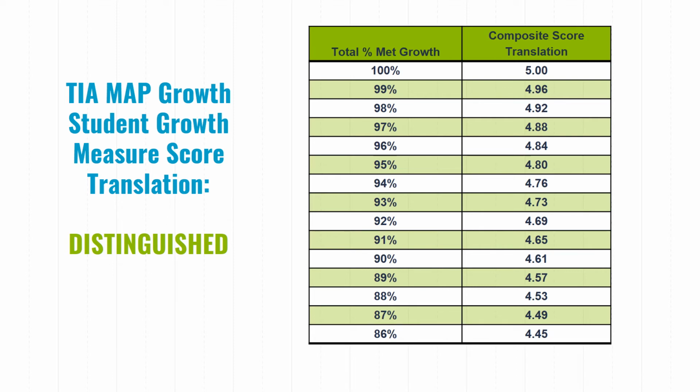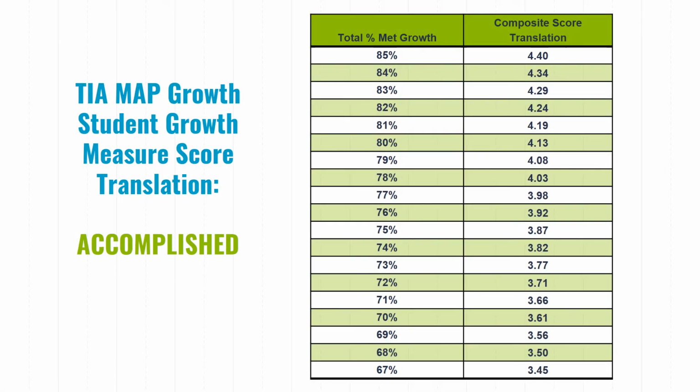From our TIA field guide, the student growth measure composite score translation table indicates that in order to earn a distinguished level of student growth performance, 86 to 100% of students need to meet their pre- and post-test growth expectation. The table provides the precise translated score. If 89% of students meet their pre- and post-test growth expectation, then the translated TIA student growth score would be 4.57. If 97% of students meet their pre- and post-test growth expectation, then the translated TIA student growth score would be 4.88.